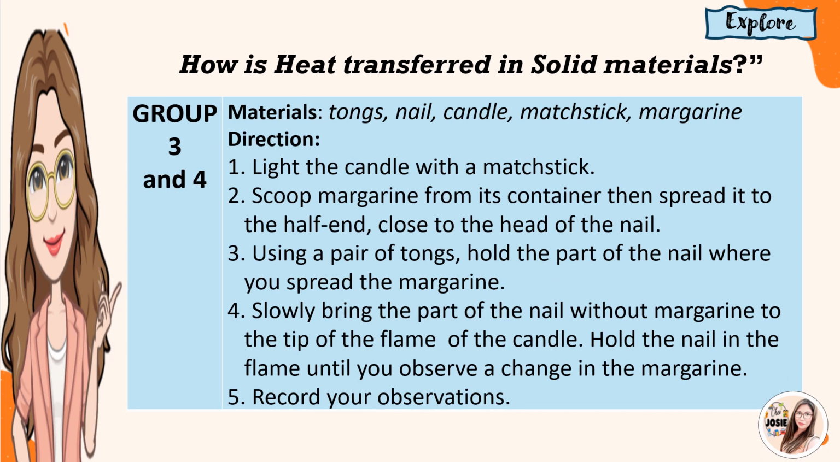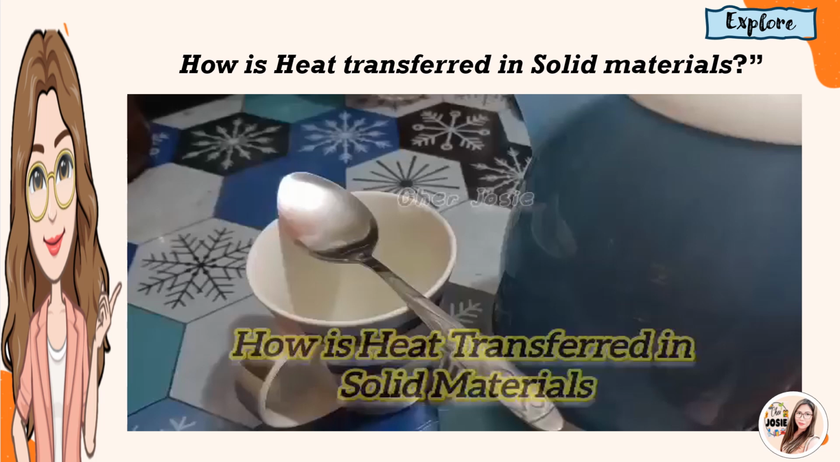For Group 3 and 4, you need tongs, nail, candle, matchstick, and margarine. Once again, you need to follow the directions given in your activity sheet. Please be careful in handling the materials with you. Okay? If you don't have the materials with you, you can watch the simple video clip.